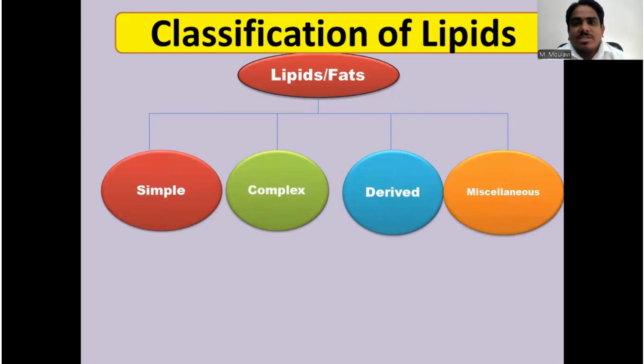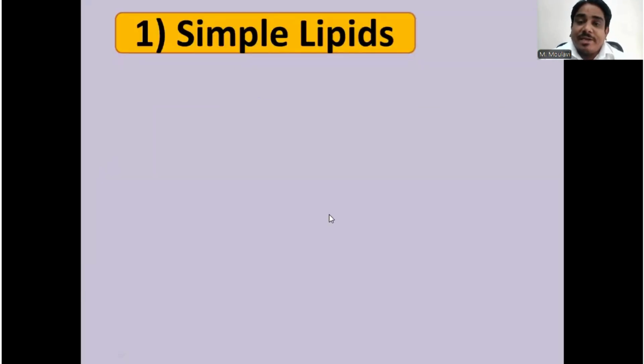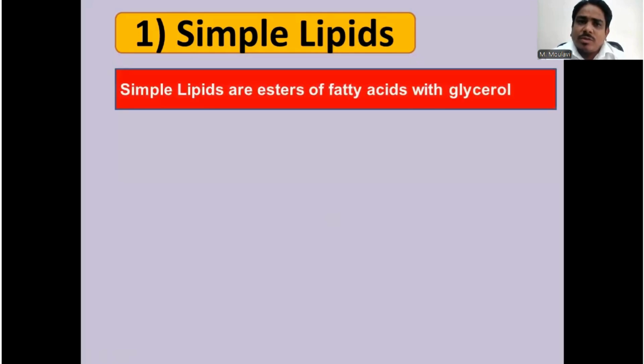We know that simple lipids are of two types. First type is the fats and oils, and second type is the waxes. So we will see in detail about the simple lipids. As the word suggests, simple lipids are simple. The lipids which are the esters of fatty acid with the glycerol are the simple lipids.